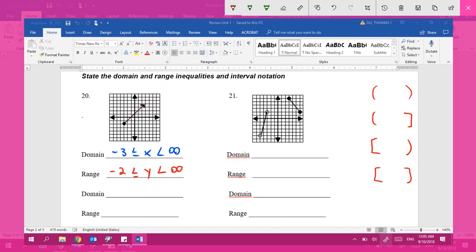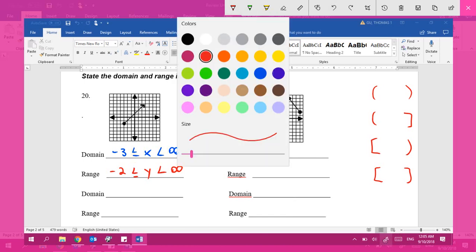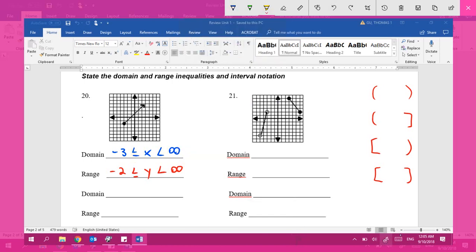And now let's put this in interval notation. For interval notation, we're going to look at these two signs. These signs tell me which combination of these to use. Less than is going to be a parentheses, and less than or equal to is going to be a bracket.